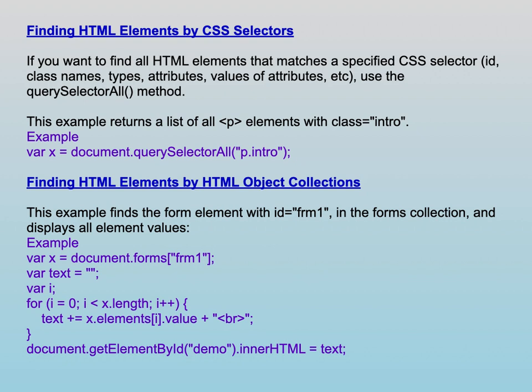So x.elements[i] is finding all the elements in the forms collection and displays all the element values, that is x.elements[i].value, that will display all element values. So that is attached to a text variable. Text is the name of the variable and that value is displayed by using document.getElementById demo.innerHTML, and that element is assigned text, that is a value to be assigned to the element with id equal to demo.